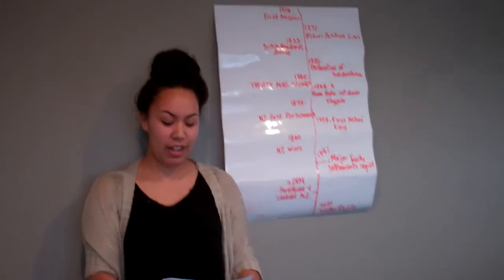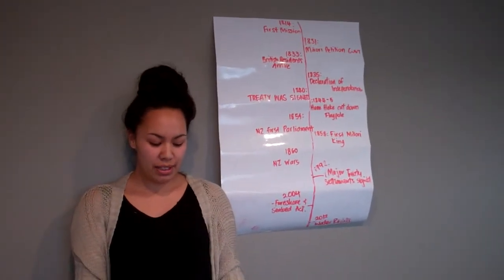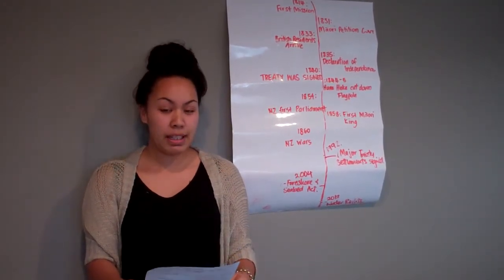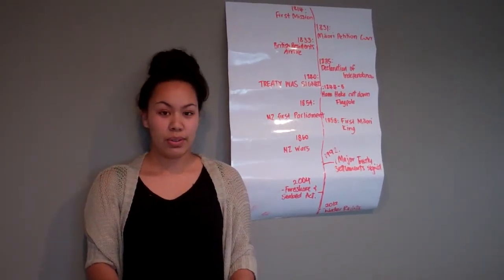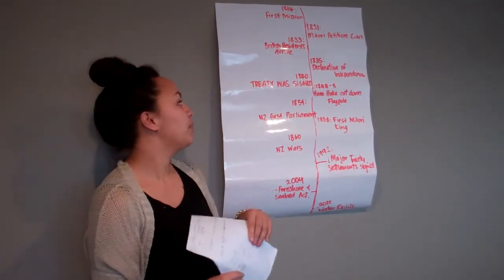In 1835, the Declaration of Independence was created, otherwise known as He Whakaputanga o Ngā Rangatiratanga. It was created by James Busby. He asserted the independence of New Zealand with all sovereignty and power to the New Zealand peoples.